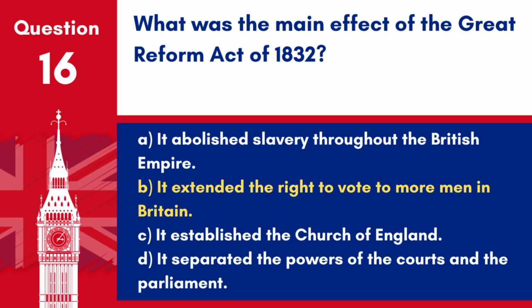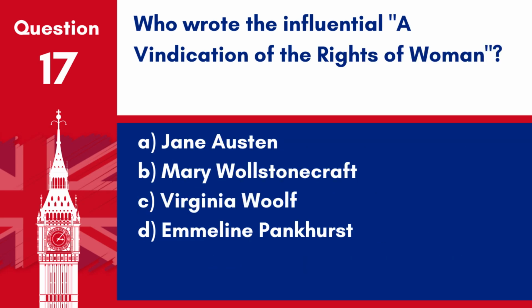Answer. B. It extended the right to vote to more men in Britain. The Great Reform Act of 1832 reformed the electoral system by redistributing seats in the House of Commons and widening the electorate. Question 17. Who wrote the influential A Vindication of the Rights of Woman? A. Jane Austen. B. Mary Wollstonecraft. C. Virginia Woolf. D. Emmeline Pankhurst.